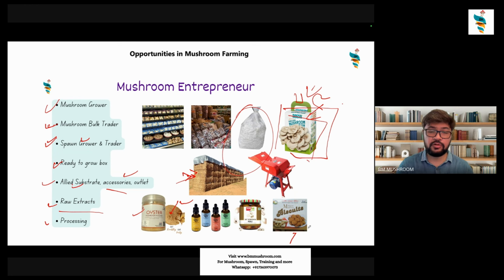There are more, like training. Once you start cultivating mushroom and you know enough about mushroom, you will gain contracts from government, KVK, local agriculture universities, and even new startup people will approach you and get training from you. From there you can gain revenue. So there are several other opportunities which open up once you start growing mushroom.